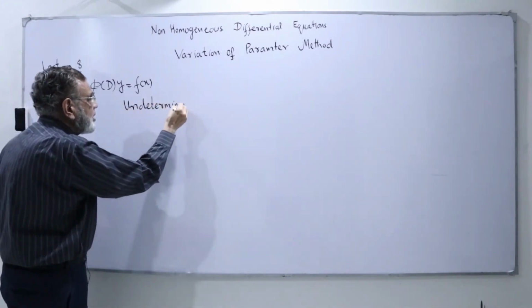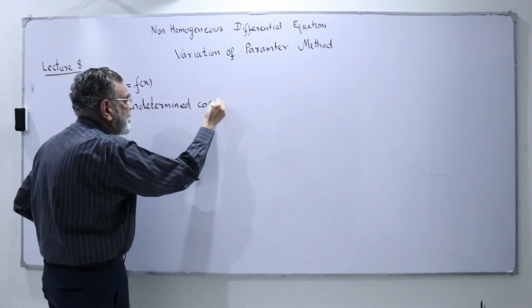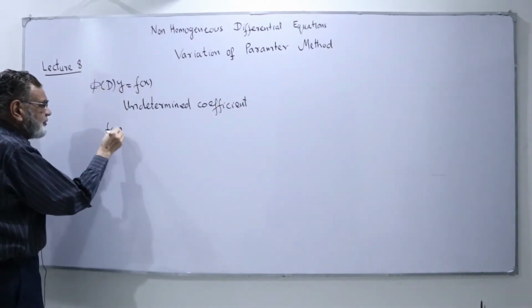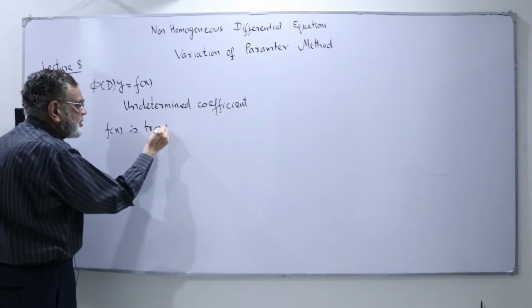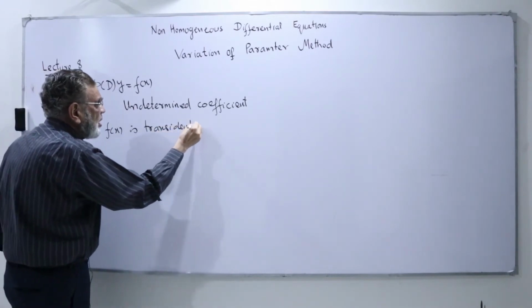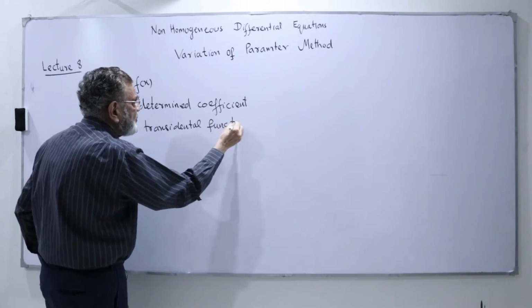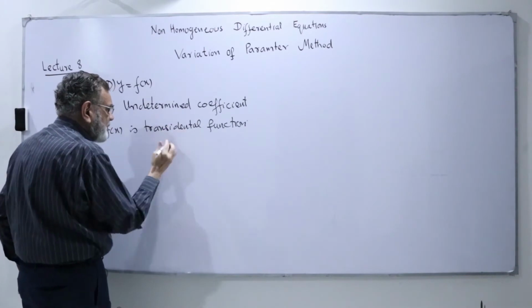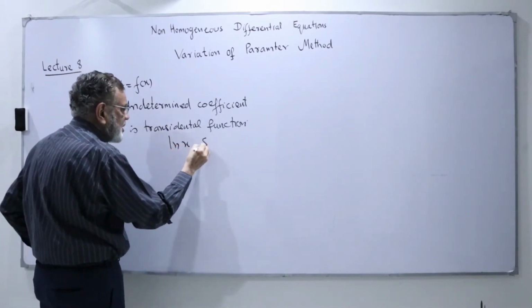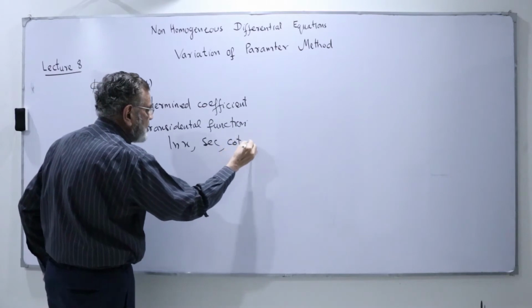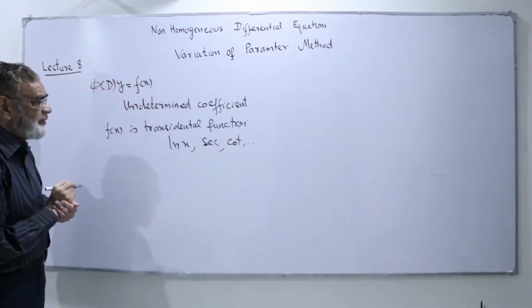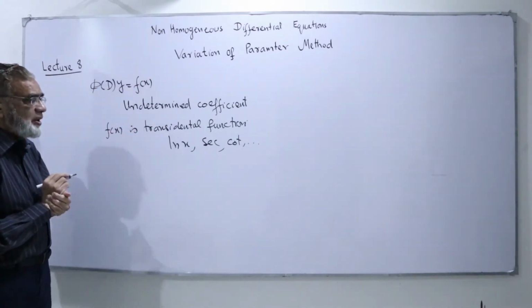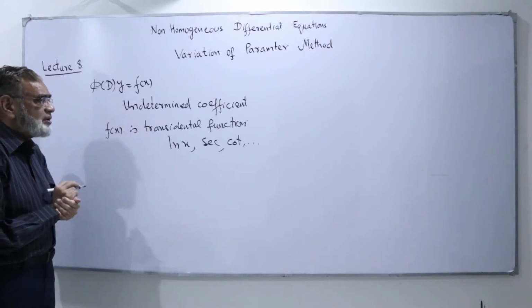Now the question is, if this is not the case and f of x is a transcendental function, not the exponential function, we have the ln function, the secant function, the cotangent function, and so on, which do not come in this f of x, then we can't apply this method. We apply the new method, the variation of parameters, to solve problems having a transcendental function.